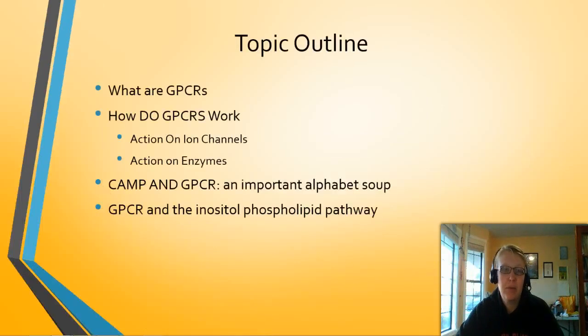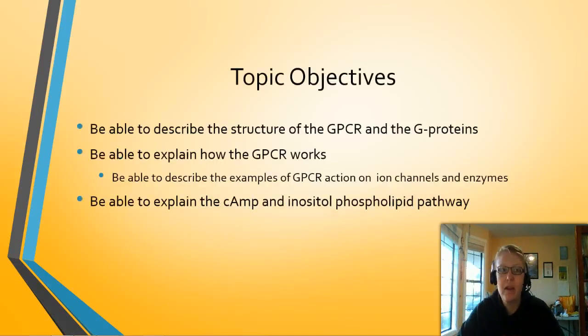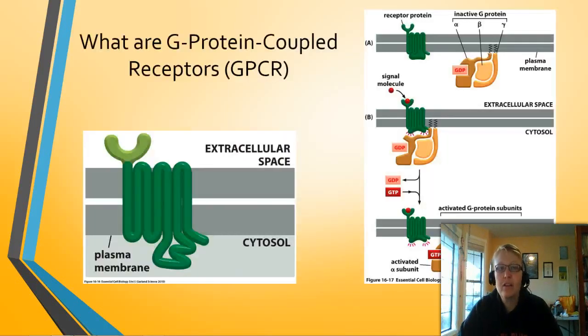So in this topic, we're going to talk about what GPCRs are, what they do, and then some examples of how GPCRs work. Here are our topic objectives. There's only 4 of them, but they're kind of tricky because they're very broad. I basically need you to know the main processes and the main functions of everything we're going to talk about here with GPCRs. So what is a G protein coupled receptor?